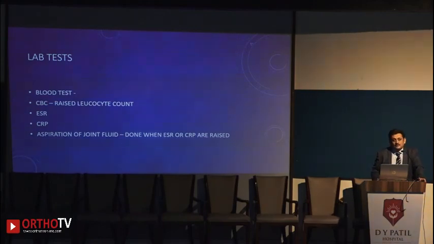Aspiration of the joint is to be done whenever indicated. Whenever you have any little bit of doubt about infection, you should aspirate the joint and send it for cell count. The cell count is about 3,500. Then accordingly we have to plan.